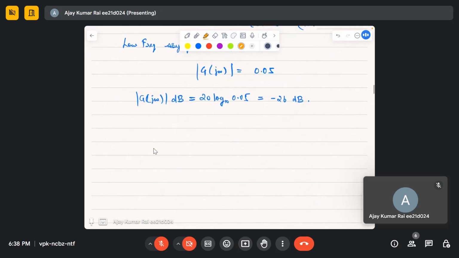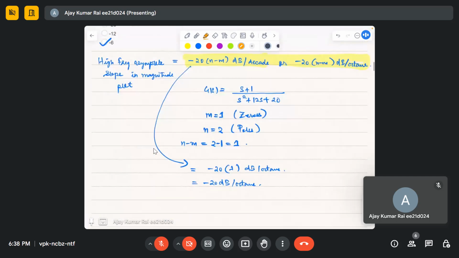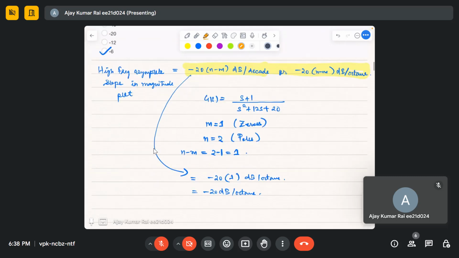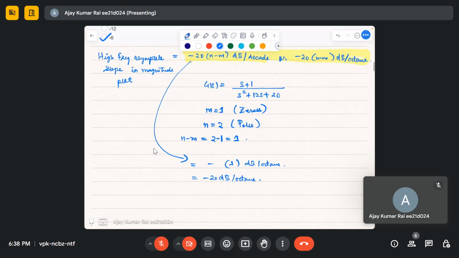If you see the first question, our answer was minus 20 dB per octave. Sorry, this is per octave, so the answer is wrong. We are talking in octave, so it should be 6. 6 dB per octave, right? Or minus 20 dB per decade, because finally we are drawing in decade.